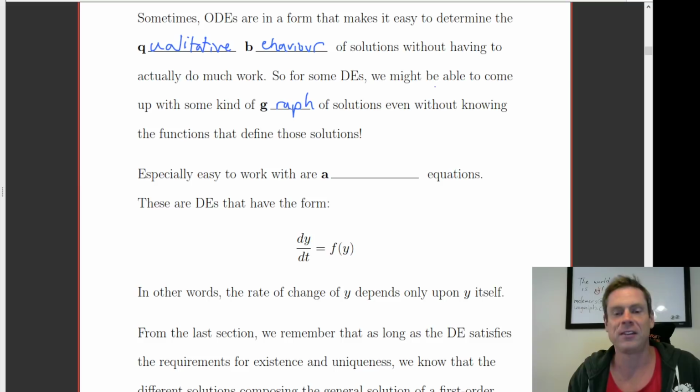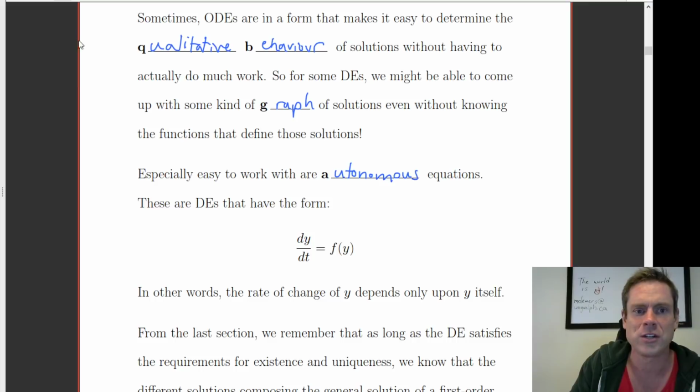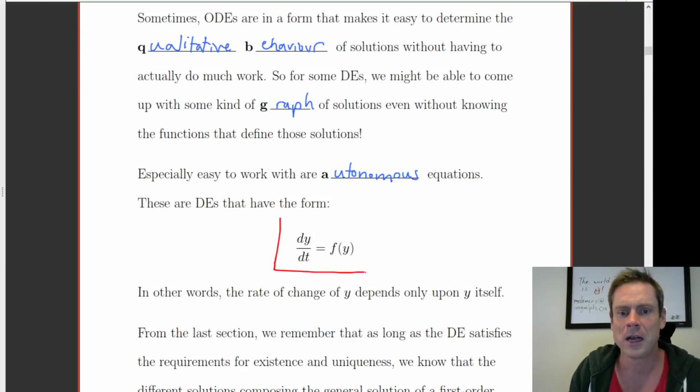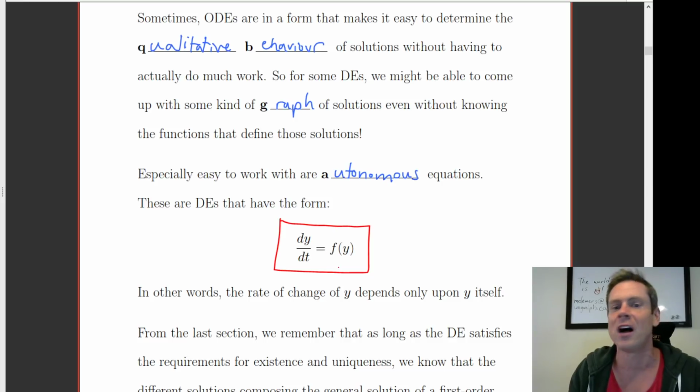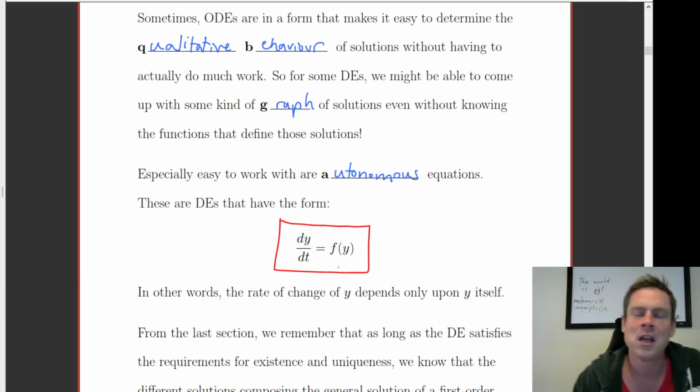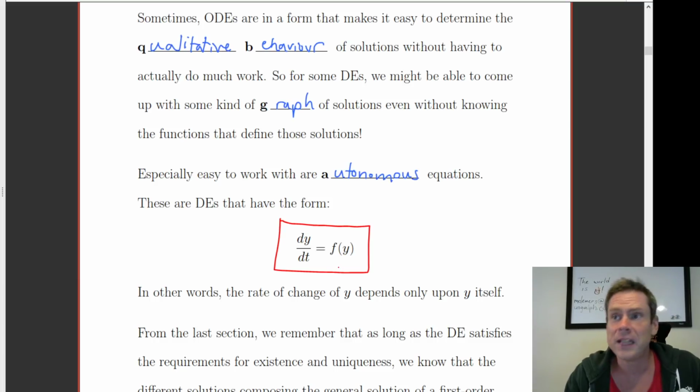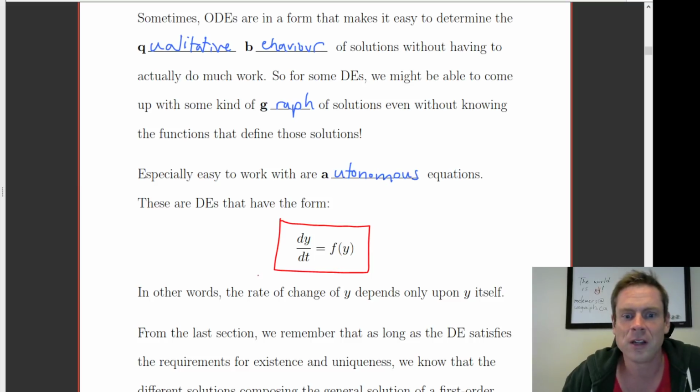What we're going to be working with in this section are, well, it's yet another category here. They're called autonomous equations. And autonomous equations are those equations that have a particular form, and that is, for first order differential equations, dy by dt equals some function of y, the dependent variable. These could be linear or nonlinear, okay? You might have a y on the right-hand side. You could have a y cubed on the right-hand side, okay? And that goes back to the definitions that we talked about in the very first lecture, okay?